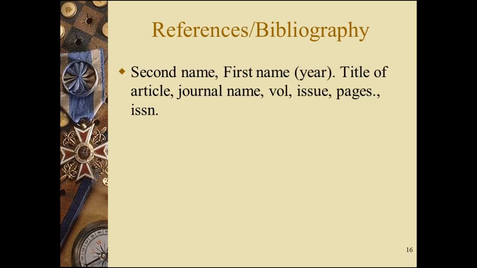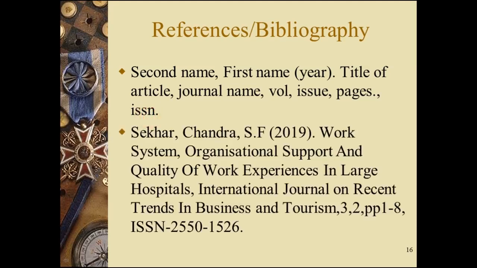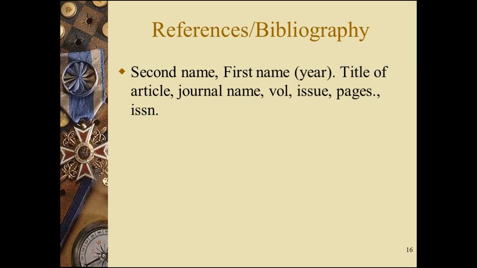Now, we first present the second name of the author first and the first name of the author second. For example, if my name is Chandra Sekhar, Sekhar comes here, Chandra comes next. Then in the brackets, I would mention the year of publication and then the title of the article, then the name of the journal, volume number of the journal, issue number of the journal, number of pages. Then there is something called ISSN. What does it mean? ISSN means International Standard Series Number.